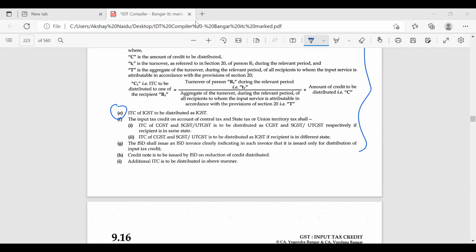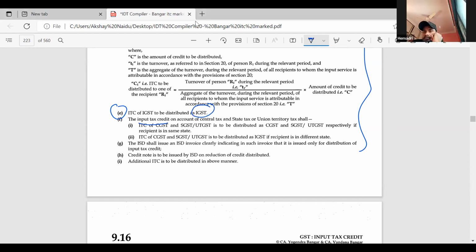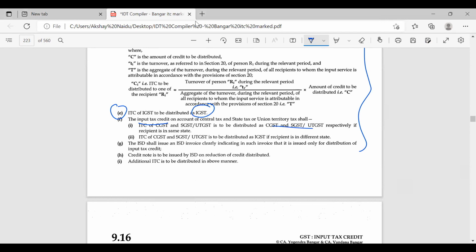So input tax credit, देखो IGST you do not need to change, but when it comes to ITC of CGST, SGST to be distributed as CGST, SGST, UTGST respectively, if it is same state में तो CGST को CGST की तरह distribute करो, SGST to be distributed as SGST, UTGST as UTGST. Now ITC of CGST, SGST, UTGST distributed as IGST if their recipient is different state. Recipient दूसरे state में तो IGST की तरह you have to distribute this CGST. What you have to do, this is again my star point. Understood?